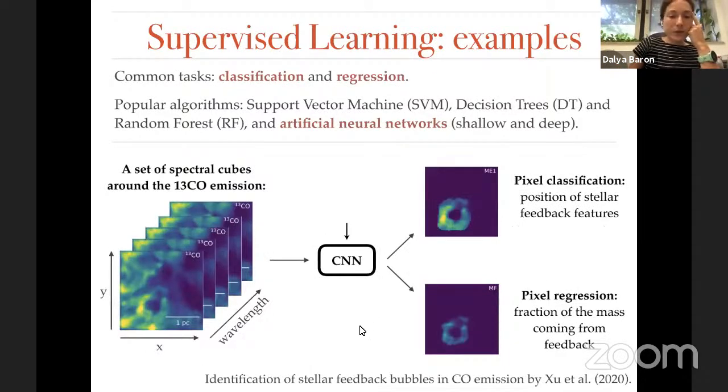Another nice example is the example shown here, where the authors Xu et al. tried to identify stellar feedback bubbles in CO emission. Here again, we're using convolutional neural networks, and they do both classification and regression. The reason I like this example is because the input dataset is actually a cube, a spectral cube. So we have the spatial dimensions, X and Y, but we also have a wavelength. So we have spectral cubes around the CO emission.